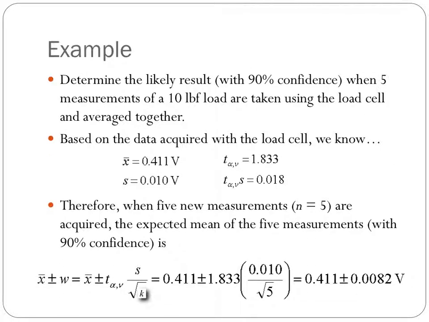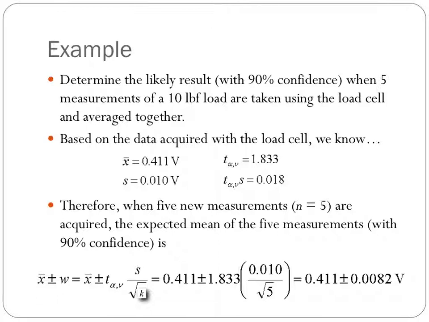The best way to describe this concept is with an example. So we're going to return to the load cell example, and now what I'm going to do is take 5 measurements of that load cell output when I apply 10-pound load to it each time. So based on the data that we acquired with the load cell, we know that it has an estimated mean of 0.411 volts when we apply 10 pounds of force to it with a standard deviation of 1/100th of a volt. Therefore, at 90% confidence, if we were taking a single measurement, we would expect a single measurement to fall within 0.018 volts of this mean.